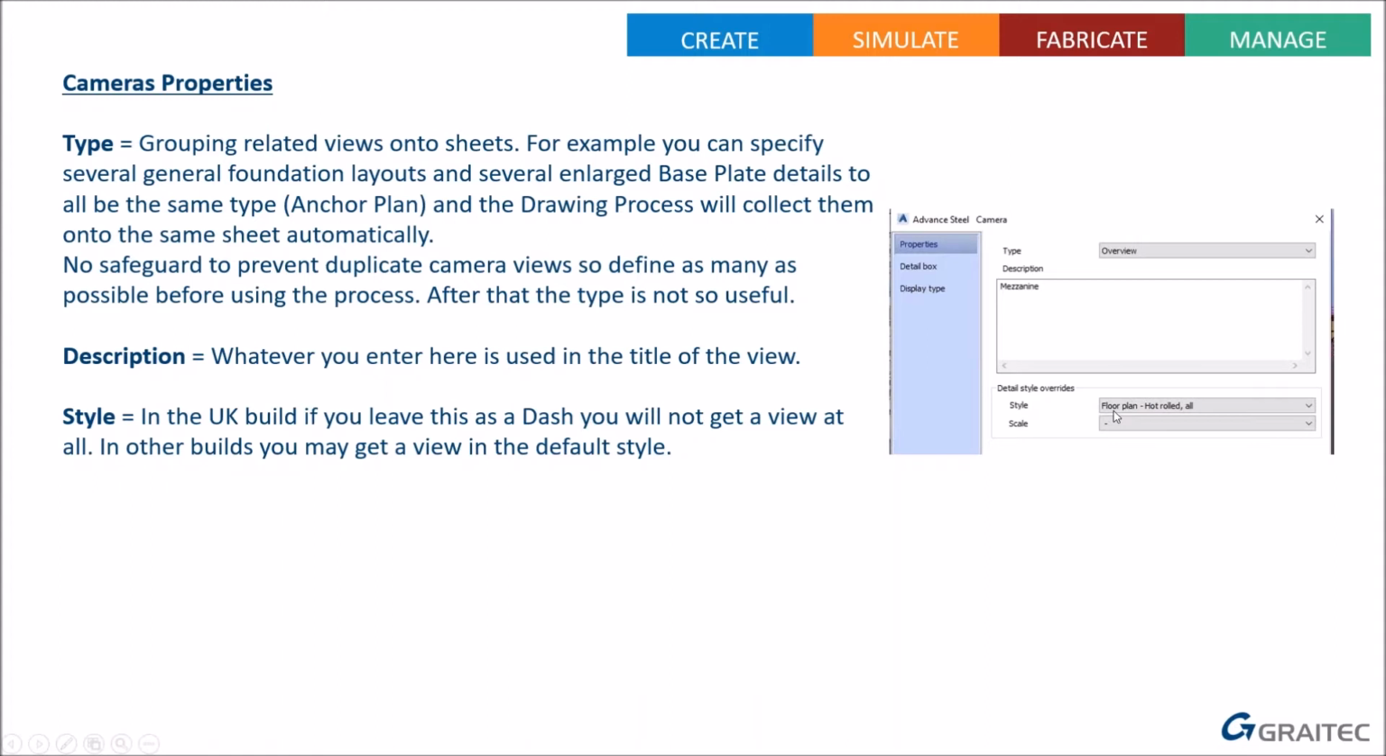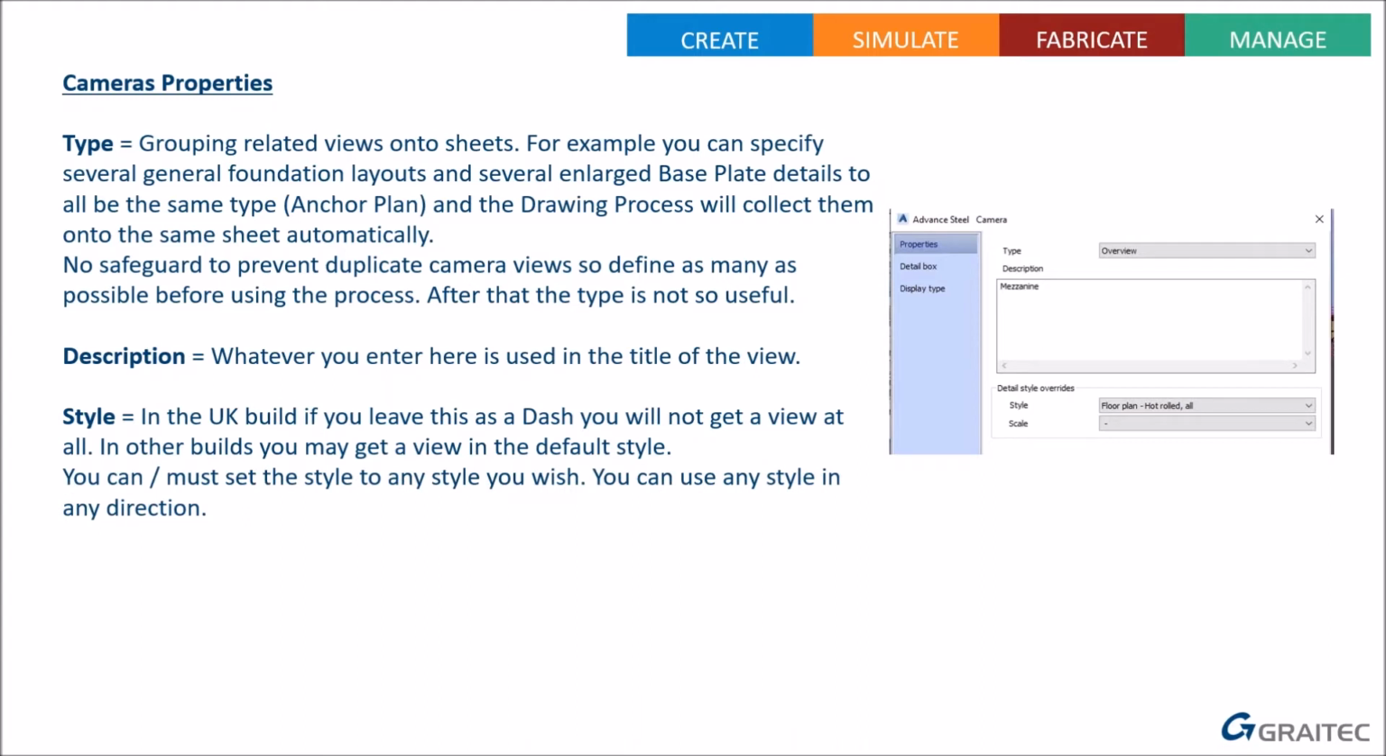Now this is absolutely critical to the cameras. Depends on which build you're using. If you're using other builds, it might be different, but in the UK build, if you leave that as a dash, which is how it starts, you simply won't get a drawing view at all. In most of the other builds, if you leave it as a dash, then it selects a default style based on the type. But as we've already said, with a type, you could mix up different styles to go on the same sheet. So with this style here, you can choose what style you want for your view. And in the UK, it's absolutely critical that you choose what style it is. You can't leave it as a dash in the UK.